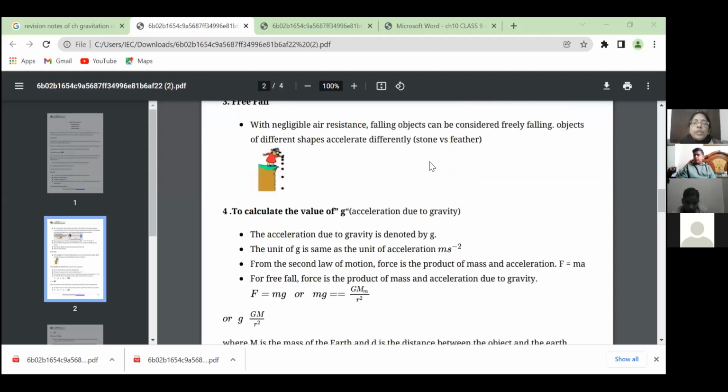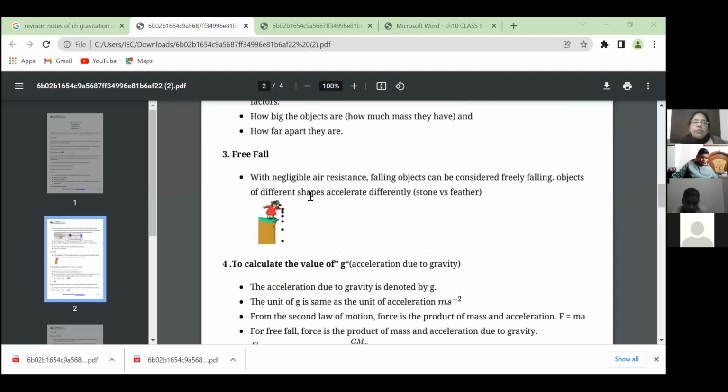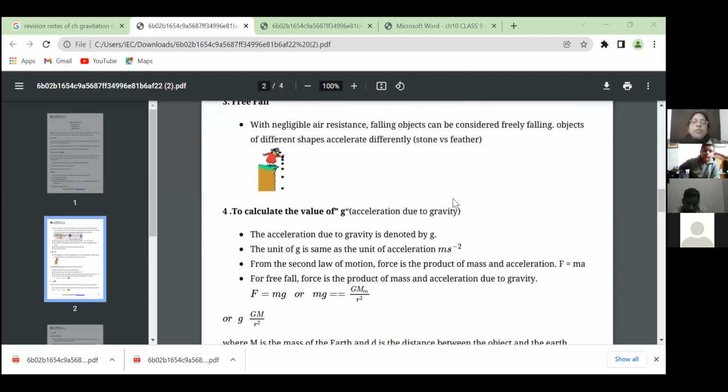Now we are going to start the concept of free fall, children. What is free fall? Can you tell me? What is a free fall? When air resistance is negligible, falling objects can be considered freely falling. Objects of different shapes accelerate differently, stone versus feather, for example. So what is free fall?